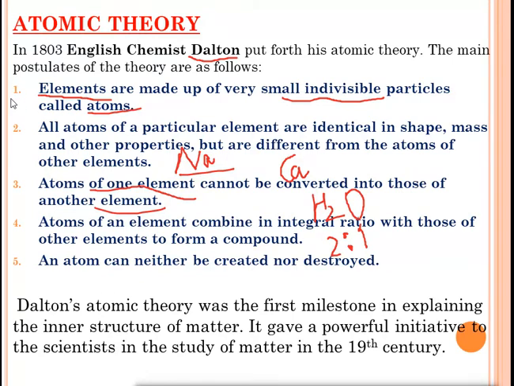The first point you can remember is that elements are made up of very small indivisible particles called atoms. I think the third point is also easy: atoms of one element cannot be converted into those of another element. The fourth one is also easy: atoms of an element combine in integral ratio with those of other elements to form a compound. And the fifth one you can remember as: an atom can neither be created nor be destroyed. So these are the 4 points which you can learn. At least 4 points you should know.